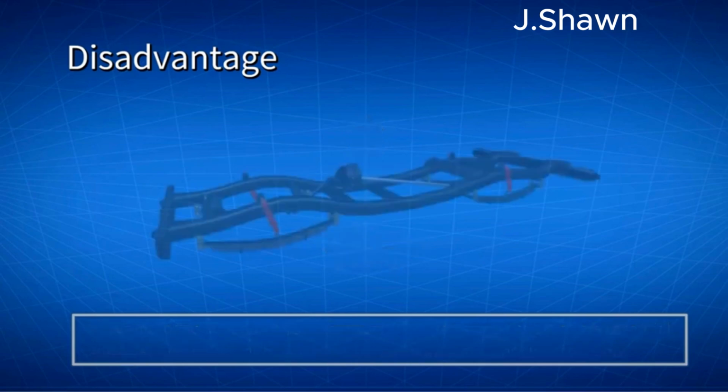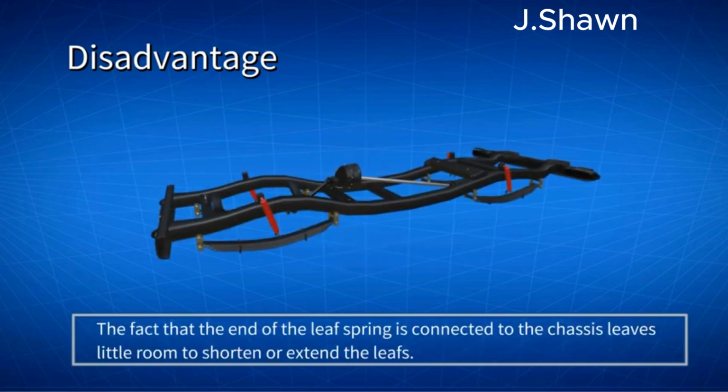The fact that the end of the leaf spring is connected to the chassis leaves little room to shorten or extend the leaves. Therefore, it is only possible to adjust the strength and flexibility of the material that makes up the leaf springs.